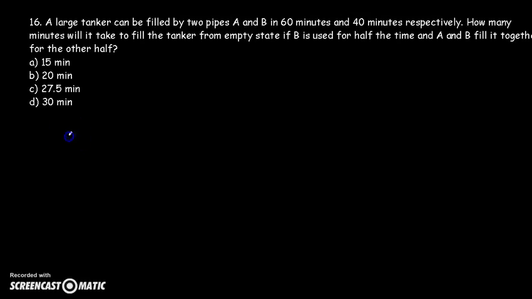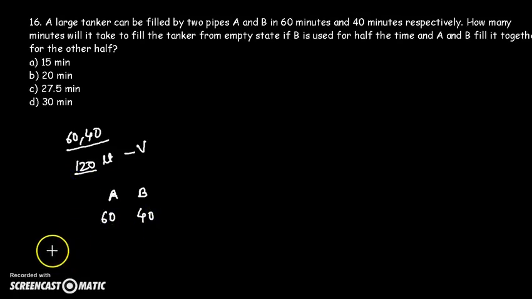Now again, let us use the LCM method. 60 and 40 are the numbers involved. We can take 120 to be the LCM, and let 120 liters be the volume of the tank. A and B take 60 minutes and 40 minutes respectively to fill in this 120 liters. Thus in 1 minute, A fills in 2 liters, 120 by 60, and B 120 by 40, that is 3 liters.